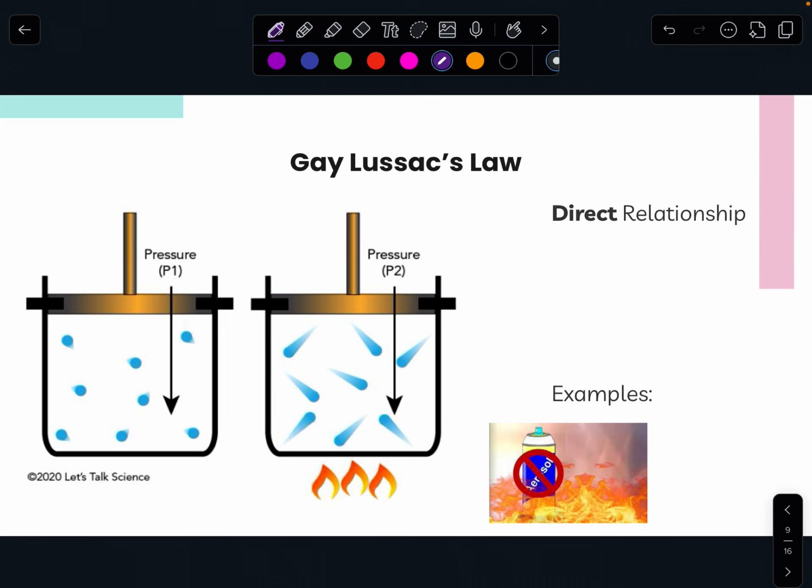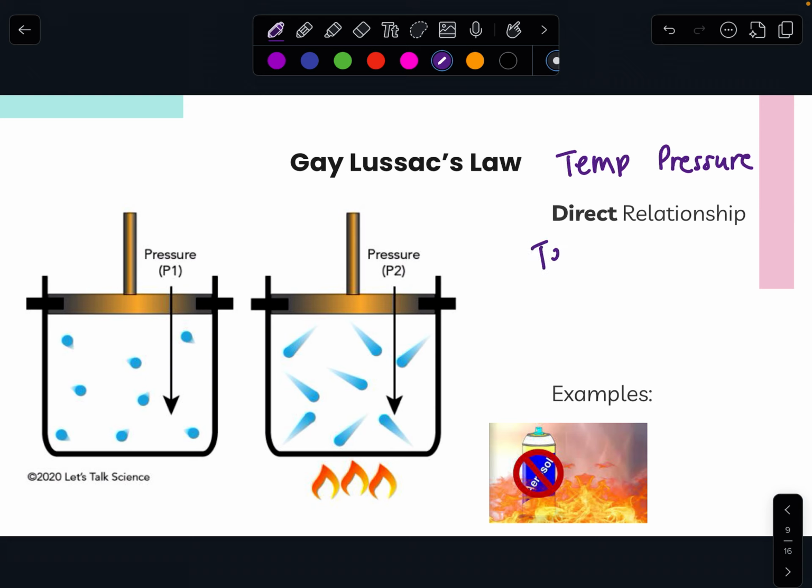The next law is Gay-Lussac's law. Again, this is a direct relationship, but we are talking about temperature and pressure. So we're assuming that the volume is going to stay the same. So that's why both of these containers in the picture look the same size, because we're not changing the amount of space that our particles are taking up. Our container is staying the same size. We're only measuring temperature and pressure. So again, this is a direct relationship.